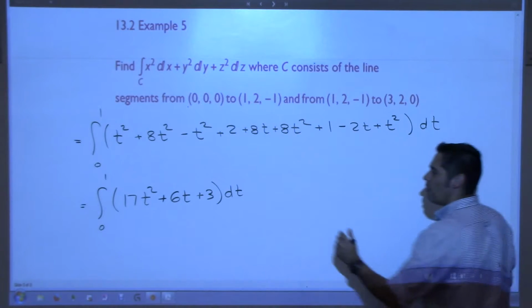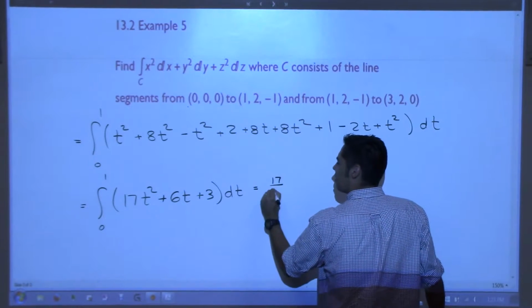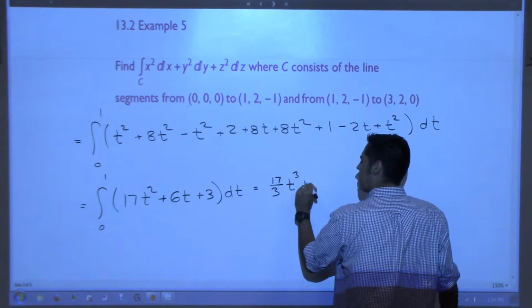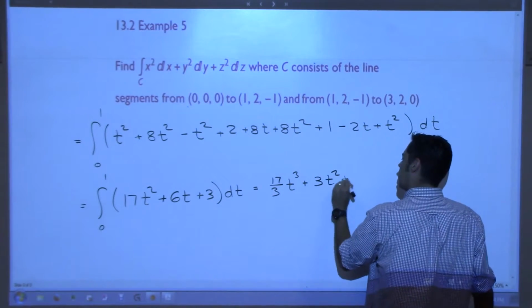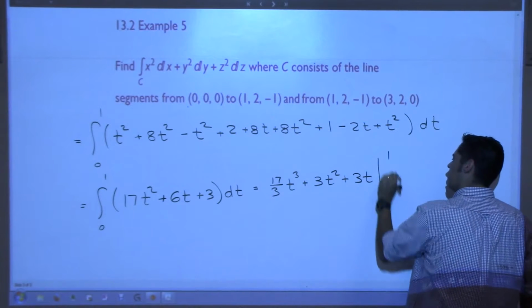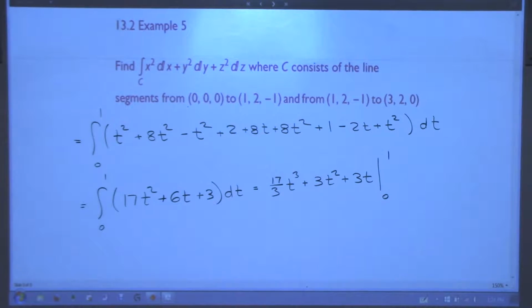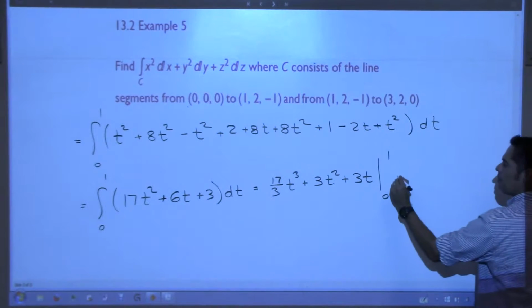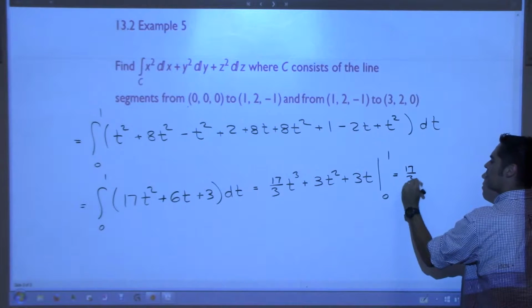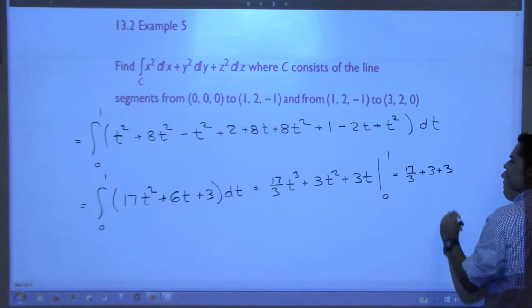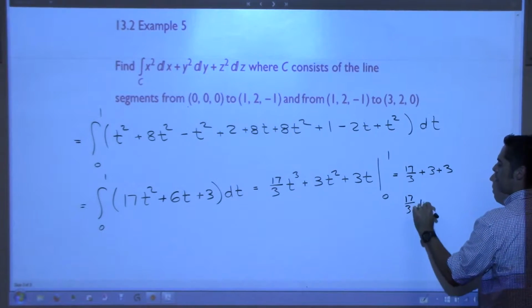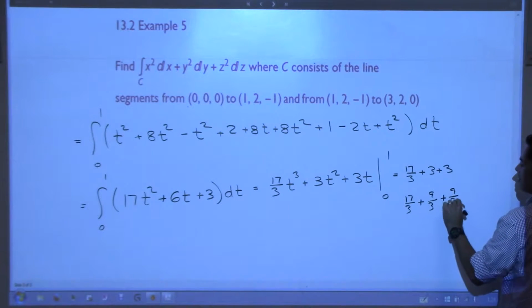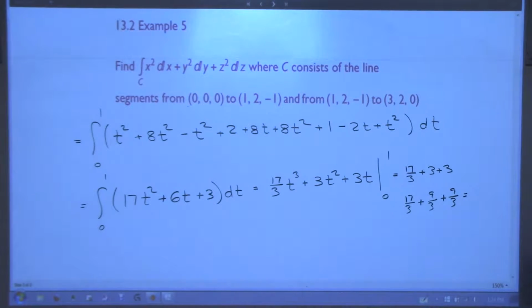And I've come this far. Antiderivative: 17/3 t cubed plus 3t squared plus 3t, evaluated at those 2 points. When I plug in 0, it goes away, so I'm happy about that. When I plug in 1, I get 17/3 plus 3, which is 17/3 plus 9/3 plus 9/3. So 35 thirds.